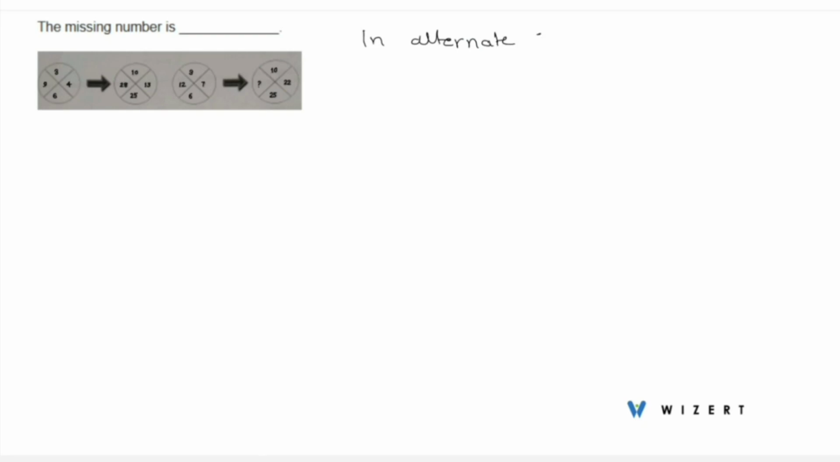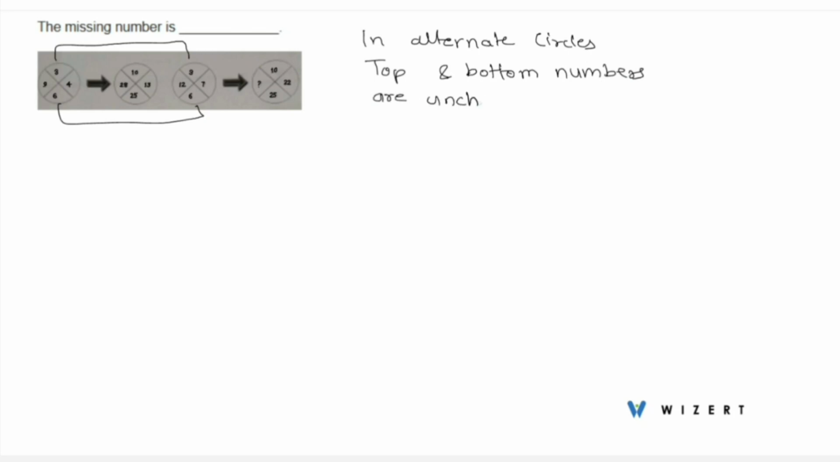in alternate circles, top and bottom numbers are unchanged. The right number, this one is increased by 7, this one is increased by 3.